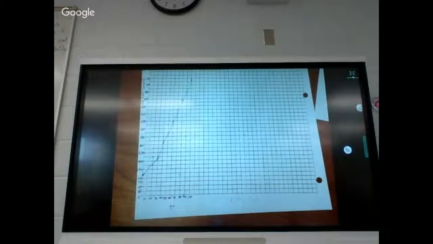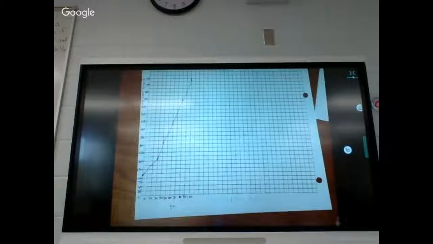All right, letter C. Here I gave you the 275 grams per 100 grams. So go to 275, read over, and then read down, and what do you come up with? 35, 36, 38. Are we all in that range?